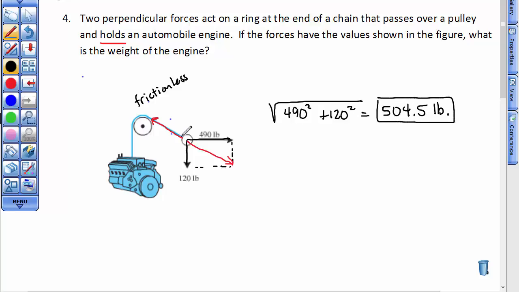So here's the deal. If the tension in this cable has to be equal to this resultant in order for it to be held, it passes right on over to the engine. So the engine is pulling with 504.5 pounds of load, and therefore this cable has that kind of tension in it of 504.5 pounds. These two are equal to one another and opposite. Frictionless pulley is the only reason that works.